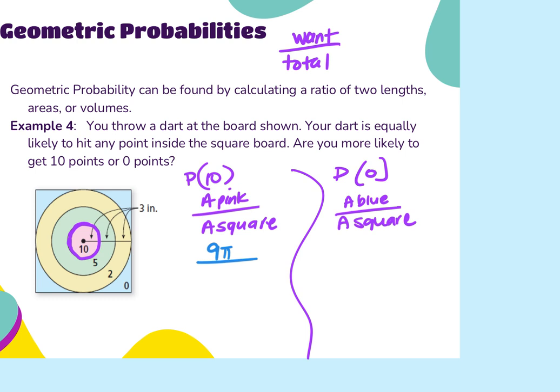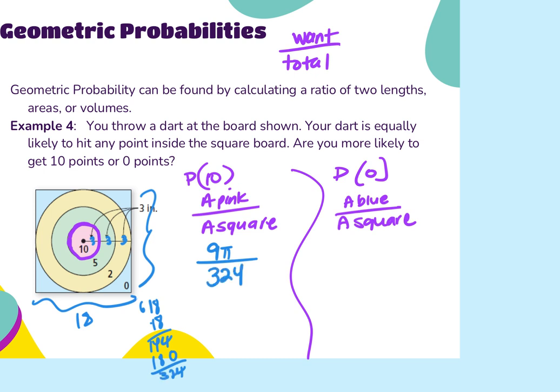And the area of the overall square, how do I find that? This is 3, this is 3, this is 3, right? Which means half my side length would be 9. Good, the whole side length would be 18. And this would be 18 squared. 18 times 18 is 324.